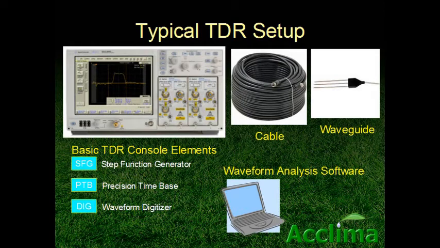Here is a typical true TDR setup. An expensive TDR console houses three essential elements: a step function generator, a precision time base, and a waveform digitizer. The TDR console is coupled to a waveguide through a coax cable. This cable facilitates separating the console from the waveguide for practical installation purposes.